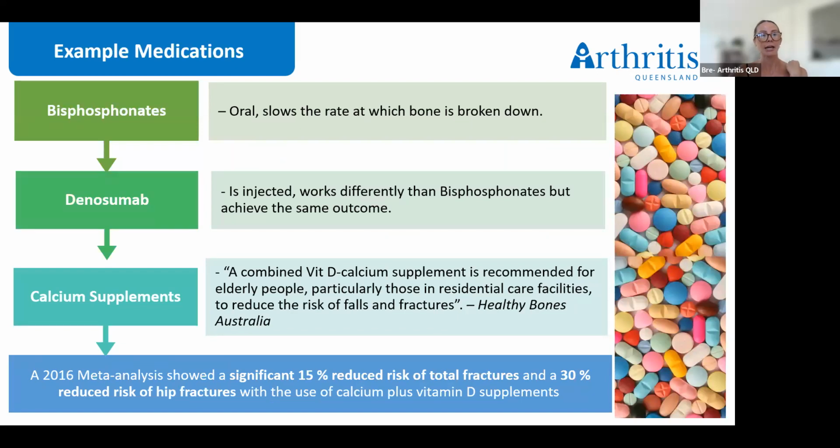So here are some example medications that may be prescribed by your doctors. The first one is bisphosphonates. These are a group of drugs that work by slowing bone loss, so they reduce the risk of hip and spine fractures. Bone renewal is a really, really slow process, so in many people, an increase in bone density can be measured over 5 years of treatment.